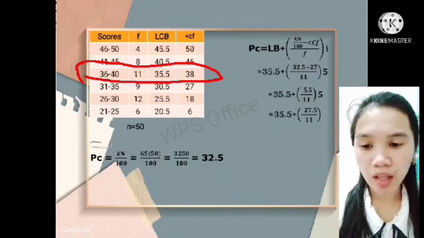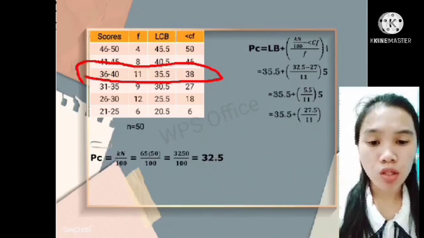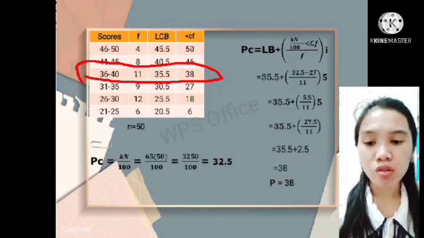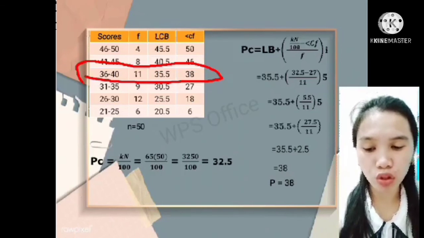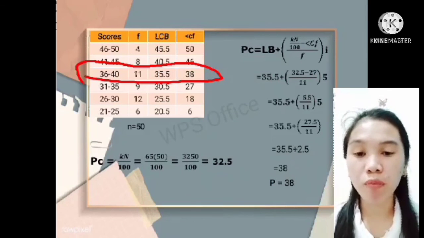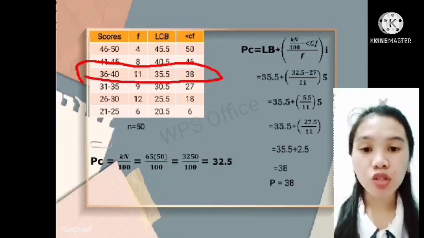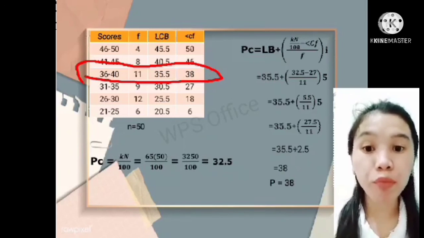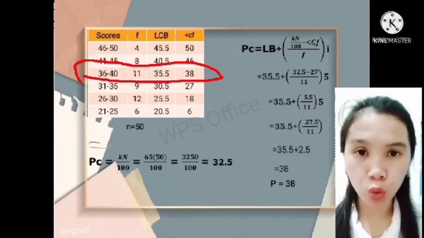Copy again 35.5. 27.5 divided by 11 equals 2.5. So 35.5 plus 2.5 equals 38. So the 65th percentile is equal to 38. Therefore, 65% of the students got a score less than or equal to 38.